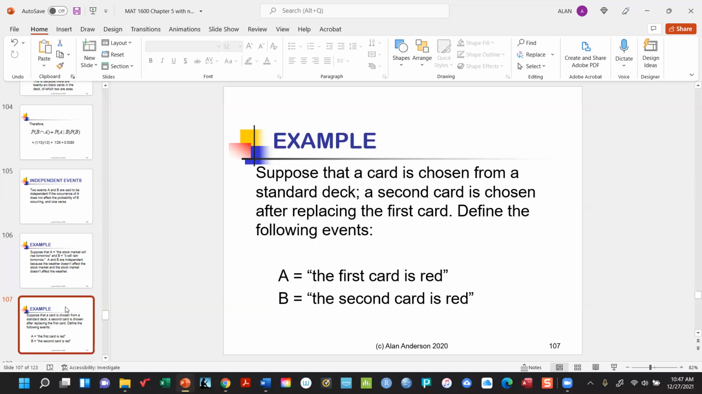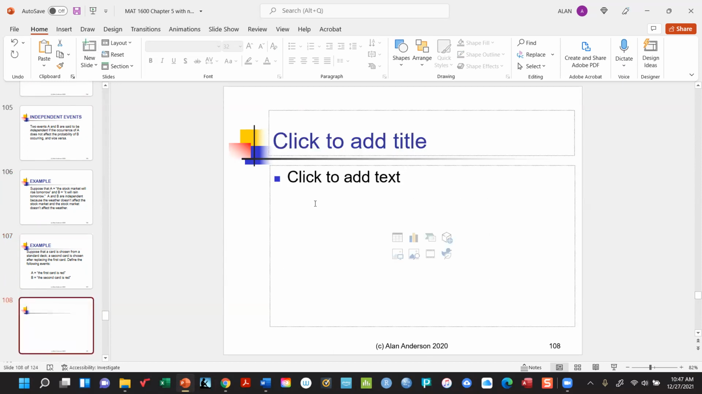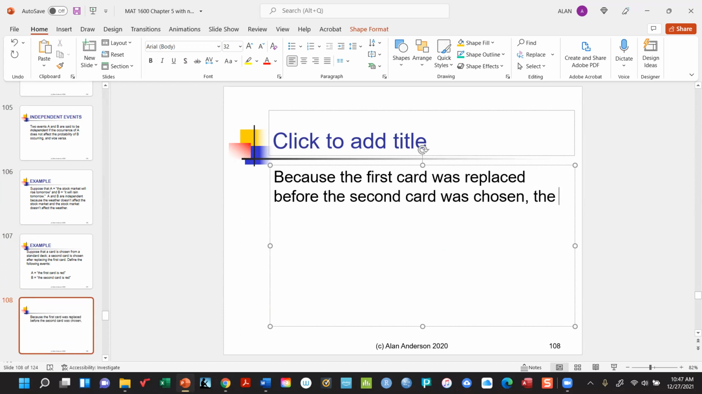Now, here's the key detail. Because the first card was replaced before the second card was chosen, the outcome of each draw is independent of the other. So in other words, after I pick the first card and then put it back, whether or not I get an ace is not going to depend on what the first card was because I put it back. If not, that would be a very different situation. But because we put the card back, these draws are independent of each other.